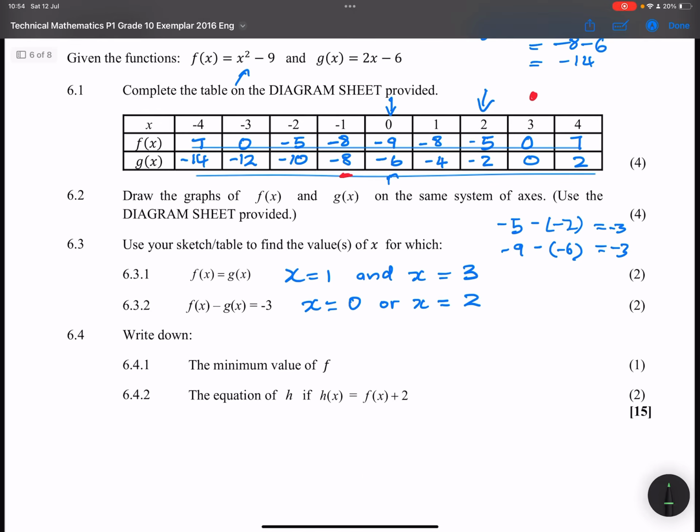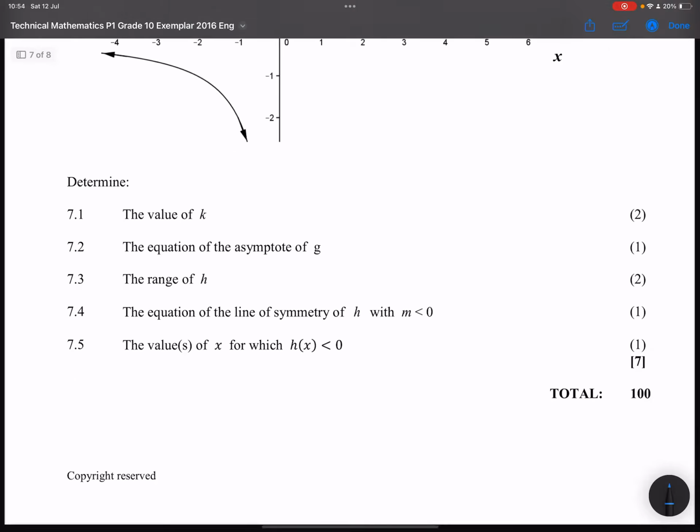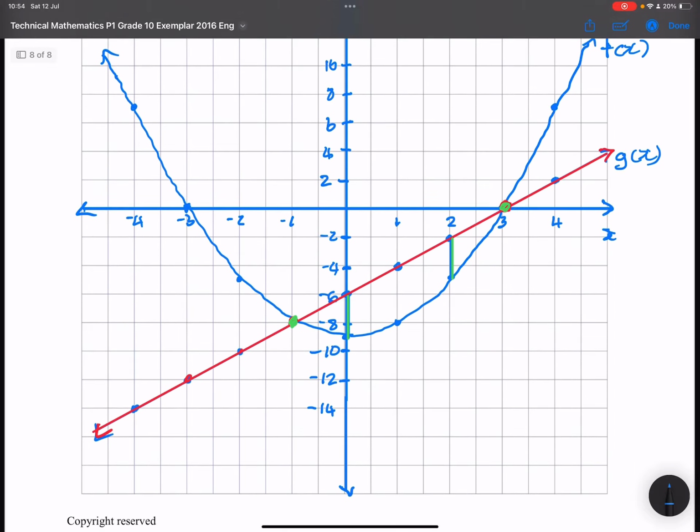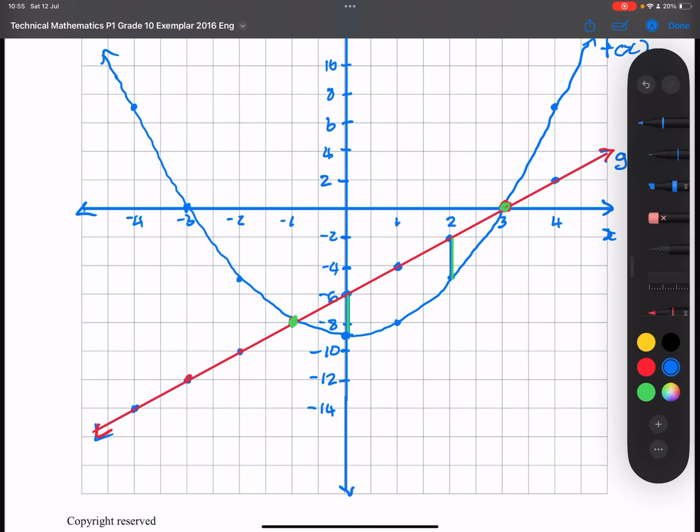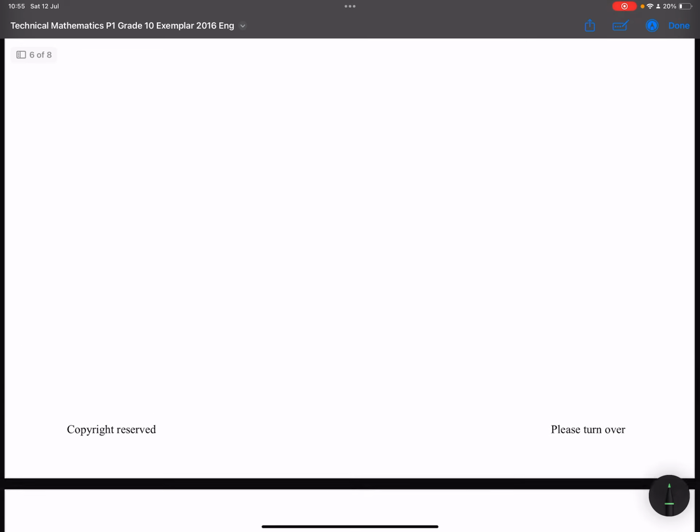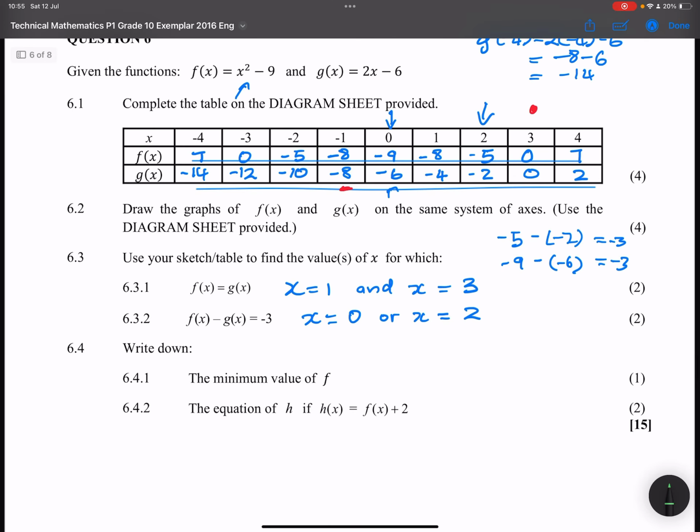Now let's go on to the last 2 questions. They say write down, which means we don't need to work this out, write down the minimum value of f. What is the minimum value of f? This is the lowest point that f can be. It's definitely going to be at negative 9, when x is equal to negative 9. That would also be the turning point. So the minimum value is y is equal to negative 9.